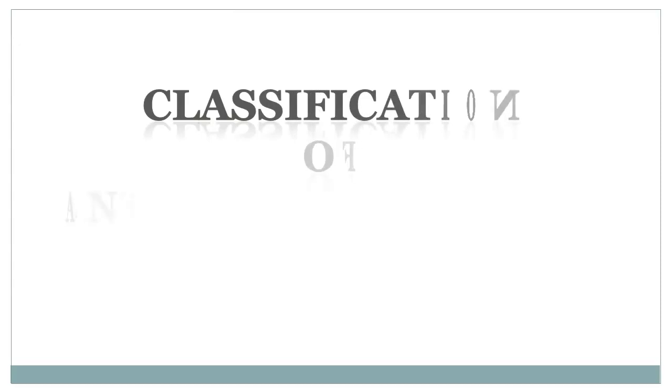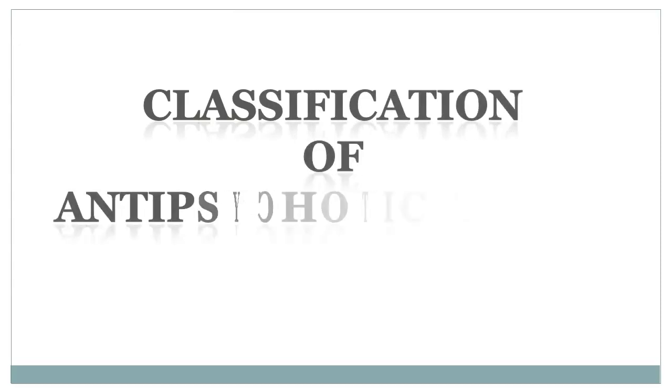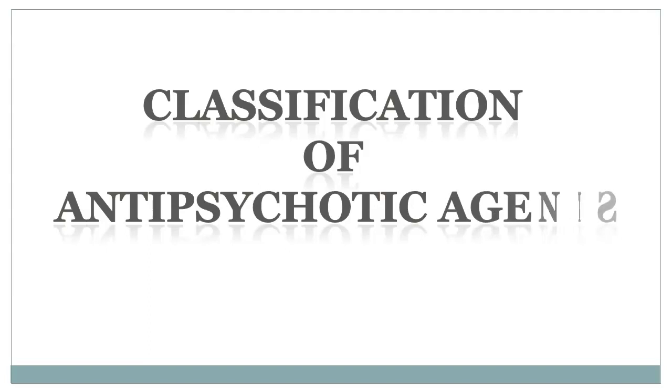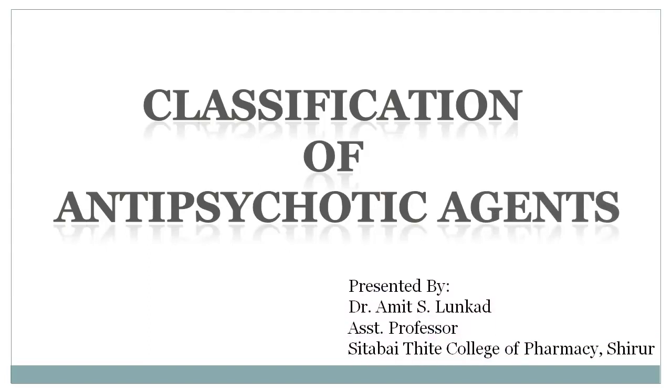Hello dear learners. Today the point of discussion is classification of antipsychotic agents. So you must know about what is psychosis. Psychosis occurs because of imbalance of dopaminergic functions.